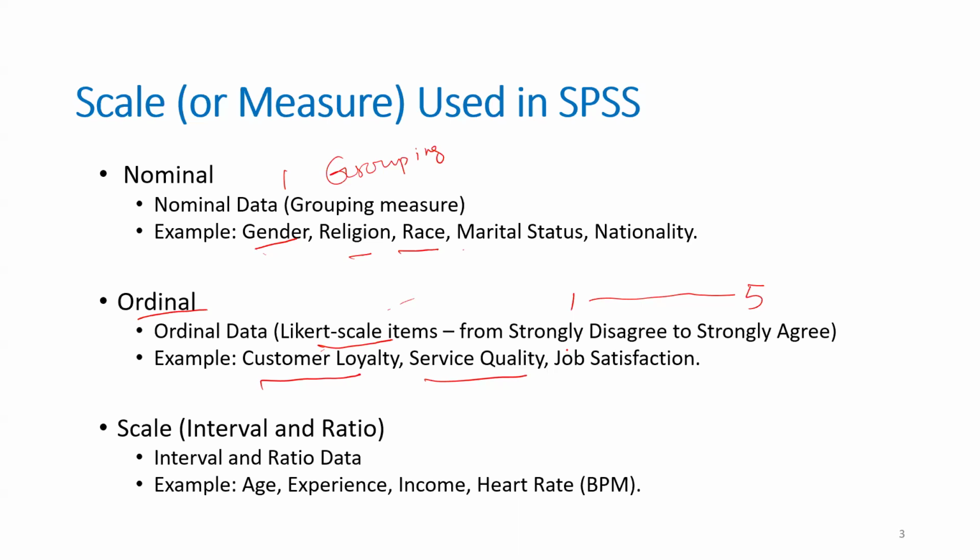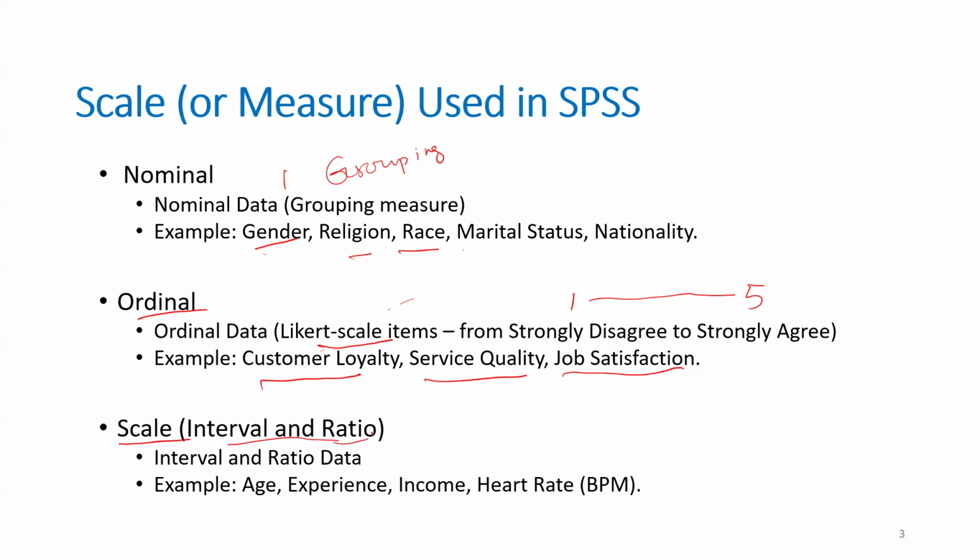Such as customer loyalty or service quality. Service quality, if you are aware, has 22 items. So if you want to measure the service quality of an organization, there are 22 items under this construct. Those constructs we usually measure using the ordinal scale, such as the Likert scale: strongly disagree, strongly agree, never like it, always like it, never agree, always agree. It need not be 1 to 5, it can be 1 to 7, 1 to 10, 1 to 3 also. And finally we have something called the scale, which is a combination of both interval and ratio.